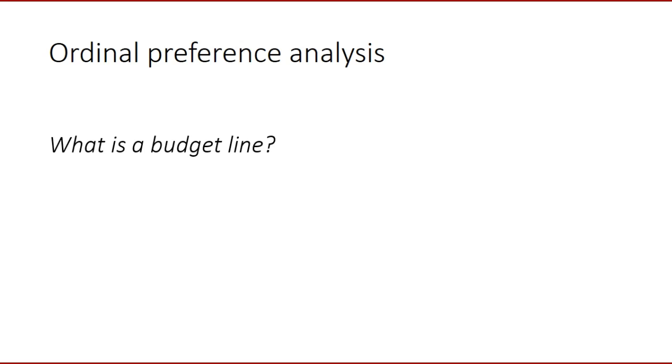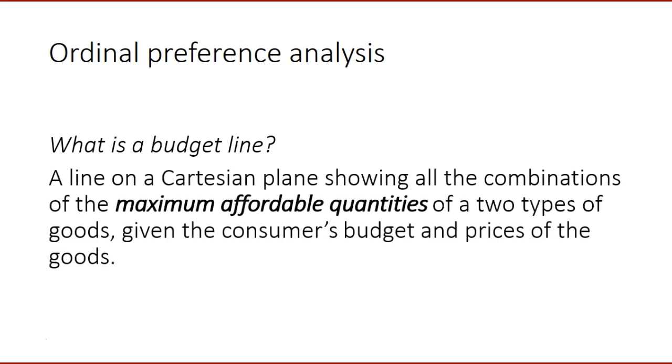So first, we've got this willing and able. Let's look at the able part first, which is about a budget. You're able to purchase something if you can afford it. So we want to be able to construct something we're going to call a budget line. And what's that? This is a line on a Cartesian plane. A Cartesian plane is just a two-dimensional plane. You've got an x-axis and a y-axis. Anyway, a line on a Cartesian plane showing all the combinations of the maximum affordable quantities of two types of goods given a consumer's budget, that they've got a certain amount of money to spend, and the prices of the goods that they have to pay for them.